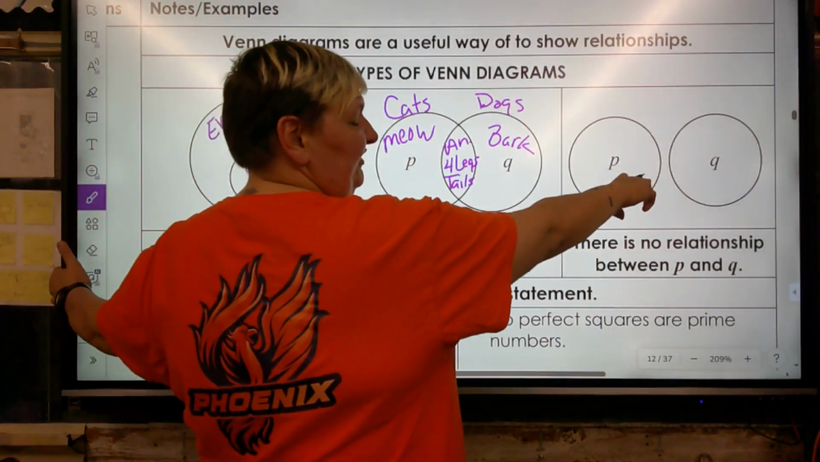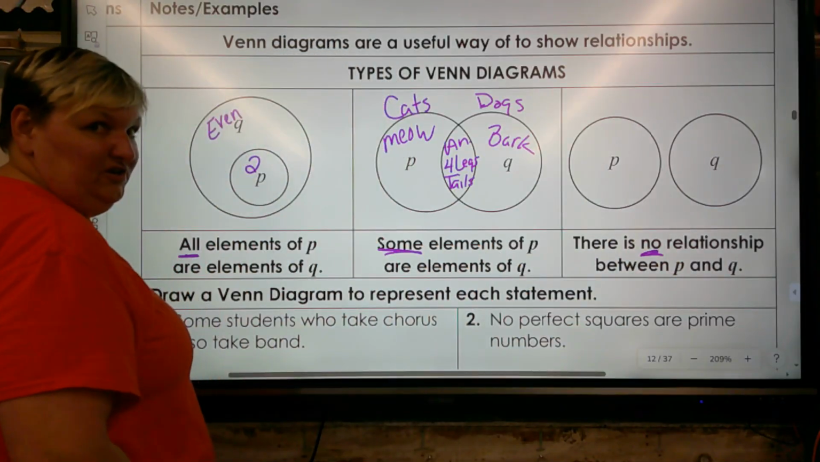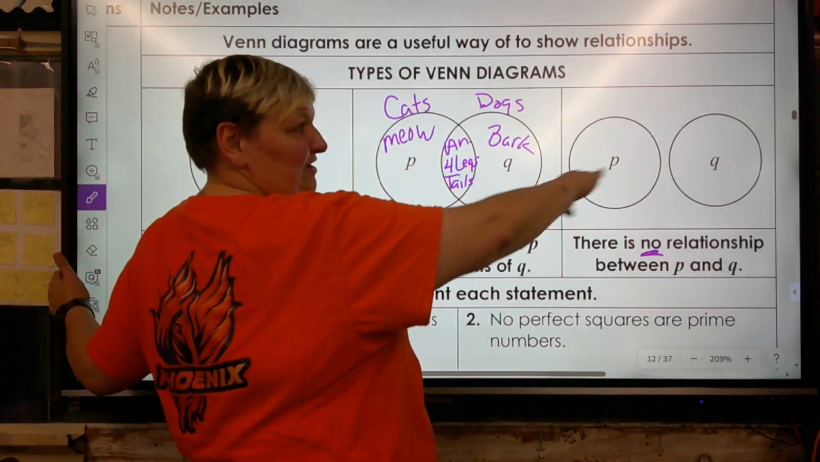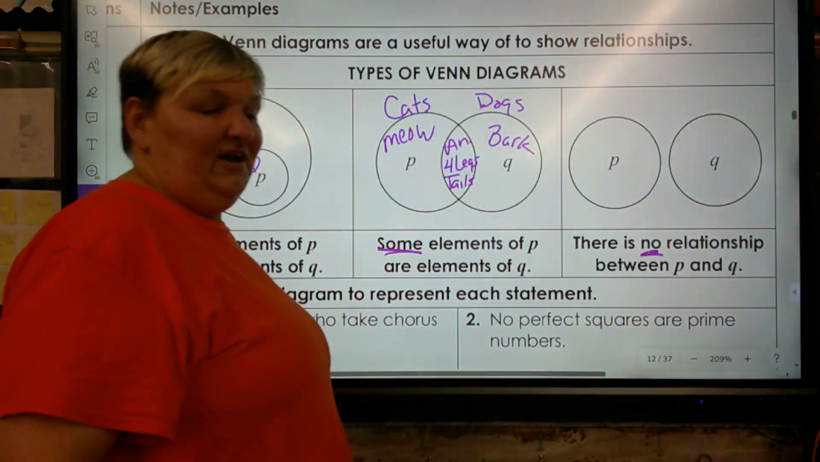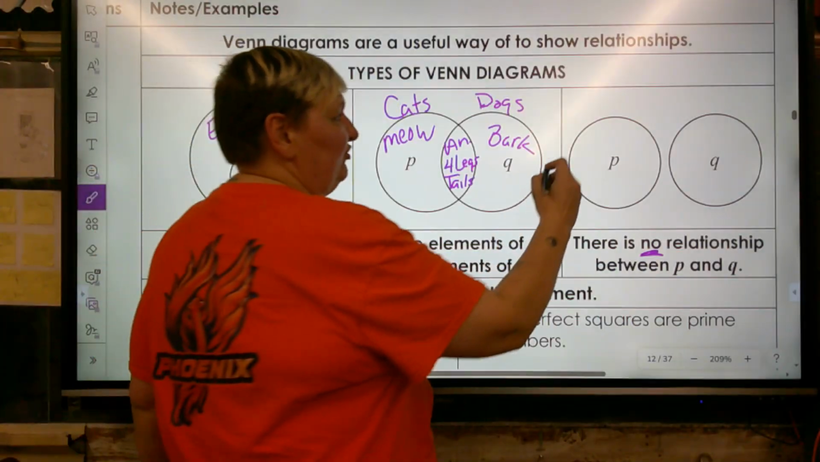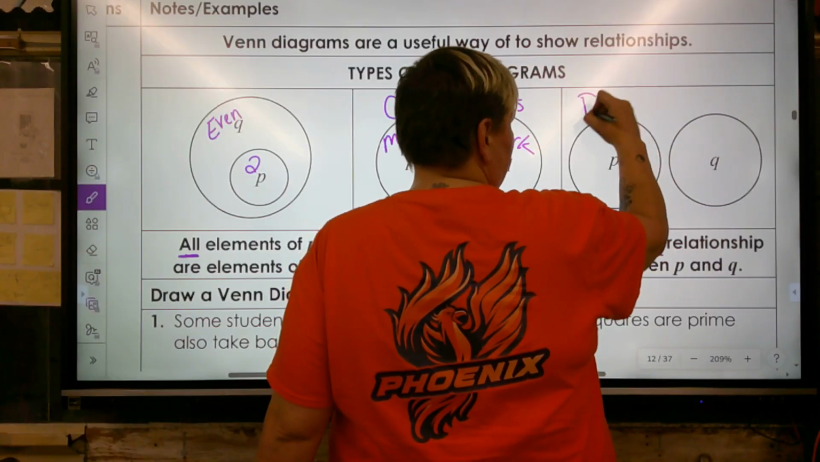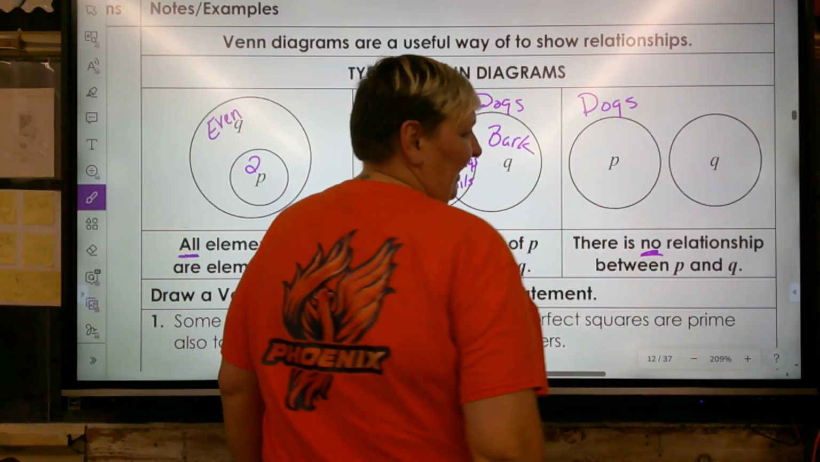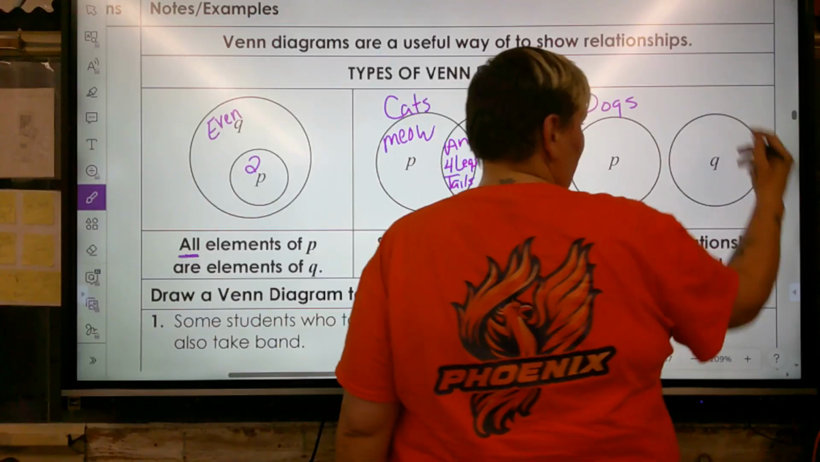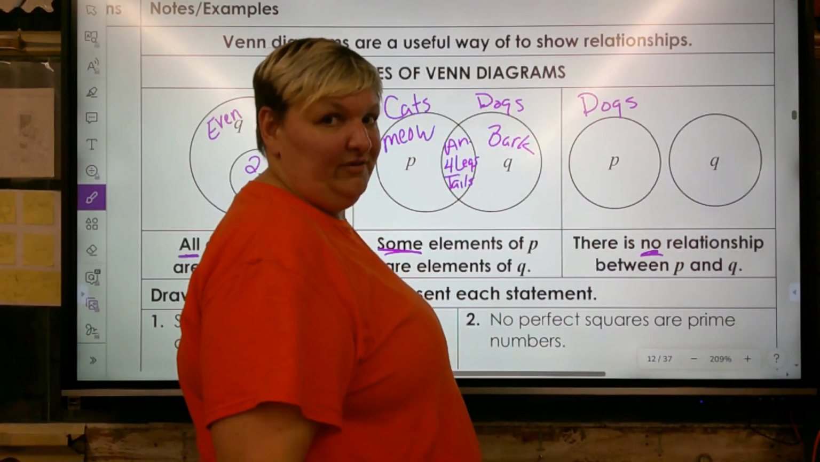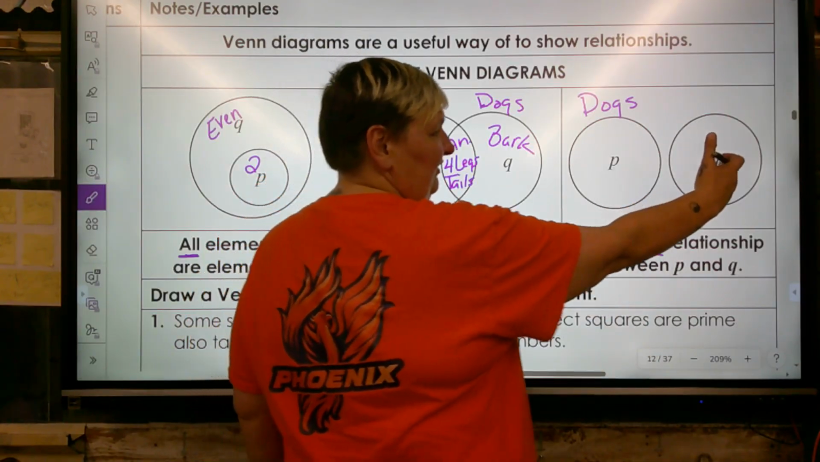They have some things in common. And the last one is there is no relationship between P and Q. These are 2 completely separate concepts. They have no overlap. They have nothing in common. They share nothing, right? So for example, you could say dogs, and you could say chairs. Well, no, technically they have something in common. They both have 4 legs. But you get the idea. It's 2 things that are completely unrelated.